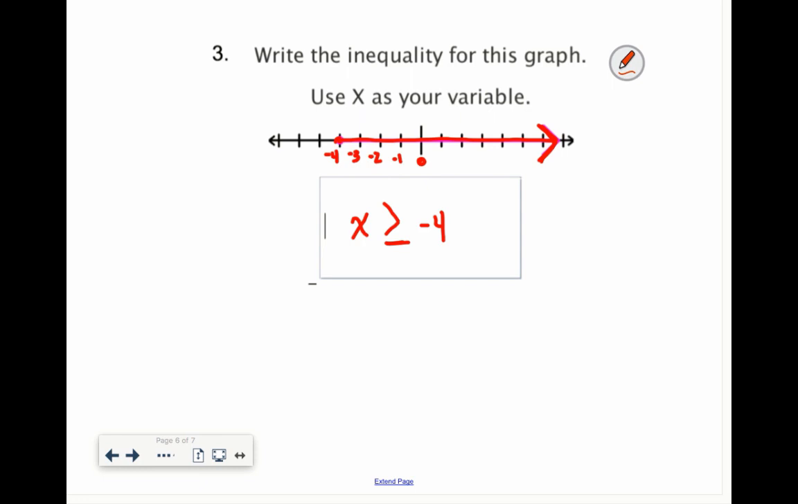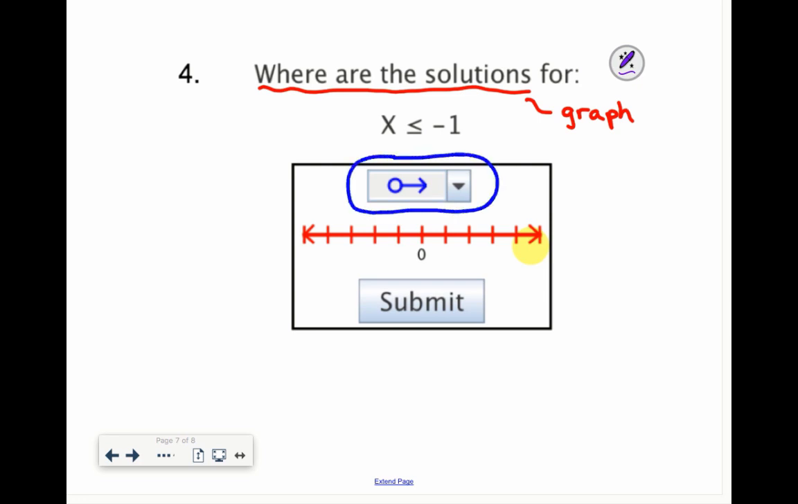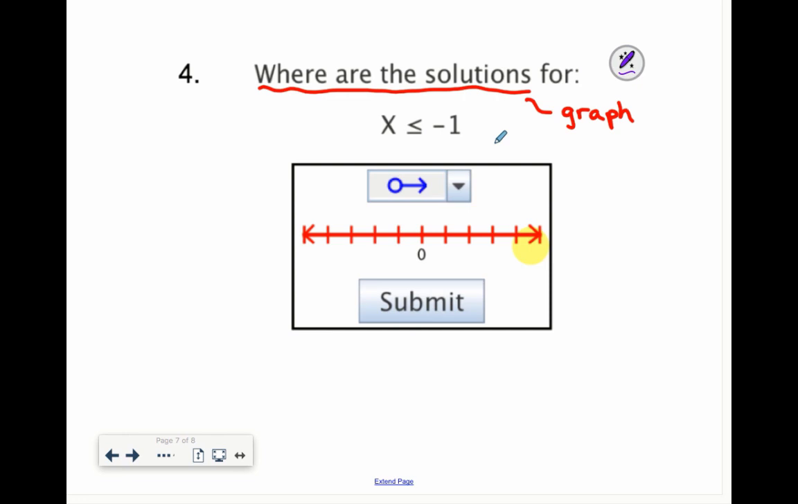The last type of question that you're going to see in GMM is this one. It says, where are the solutions for x less than or equal to -1? When it says where are the solutions, it's asking you to graph. So x is less than or equal to -1. At this drop-down menu, notice the arrow. That is a drop-down menu. So you actually need to drop it down and determine what kind of graph you're going to choose.